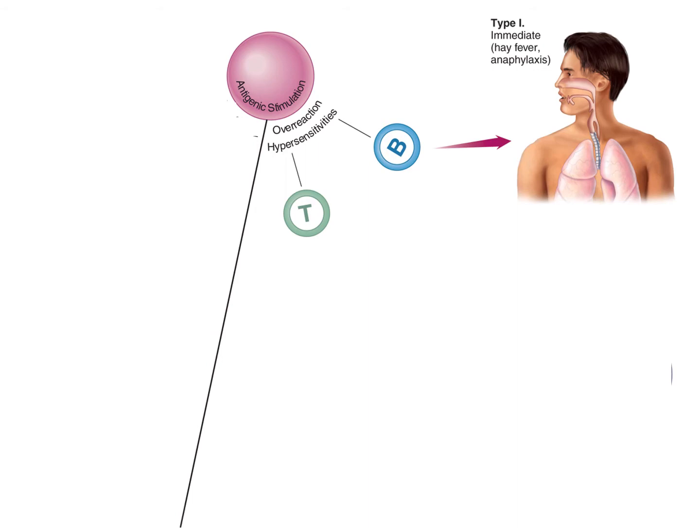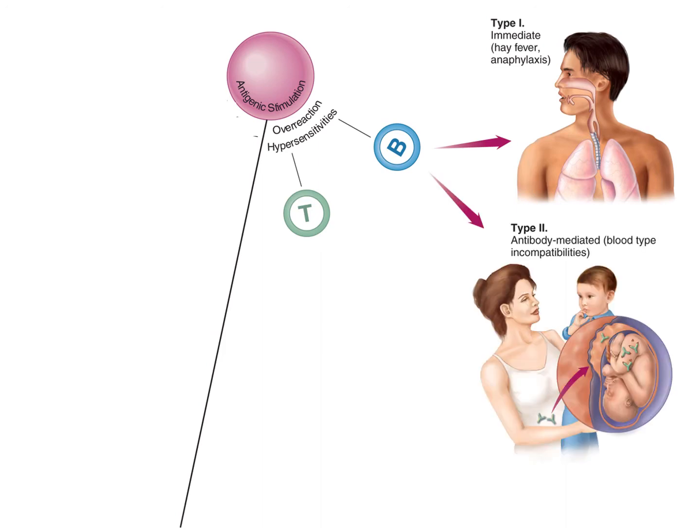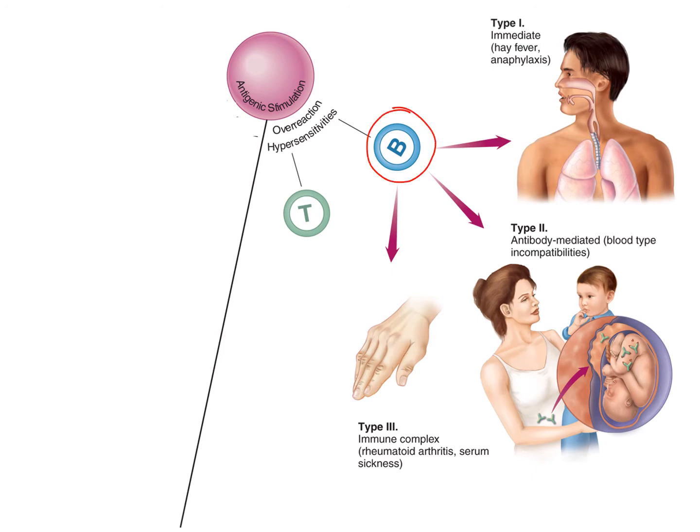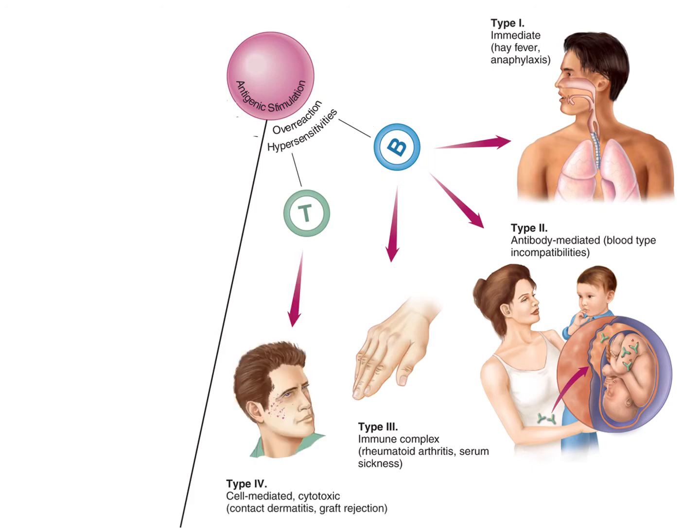Hypersensitivities can be further divided into four types. Type 1 is also known as anaphylaxis. Type 2 are cytotoxic reactions. And type 3 are immune complex reactions. All three of these types, type 1, type 2, and type 3, involve the B cells. More specifically, they involve antibodies triggering the hypersensitivity. Type 4 involves the T cells, the CTLs, and this is referred to as cell-mediated or cytotoxic hypersensitivity.